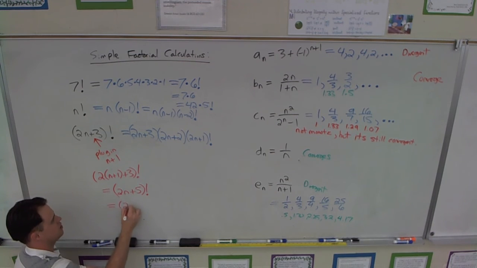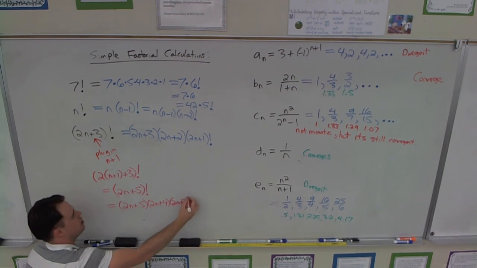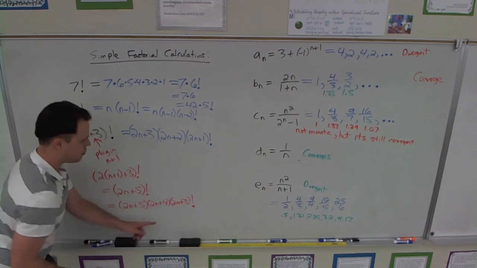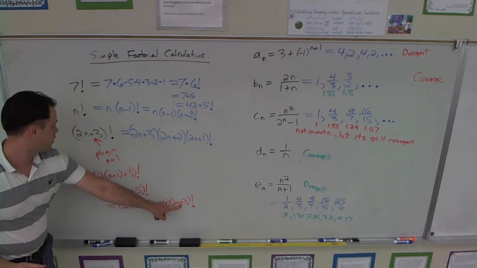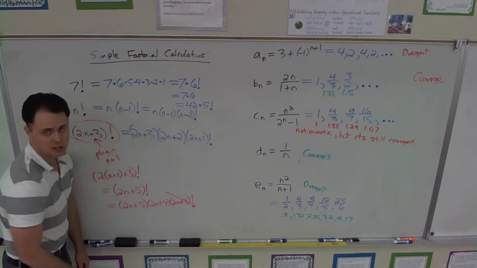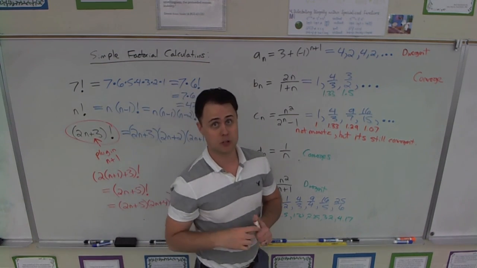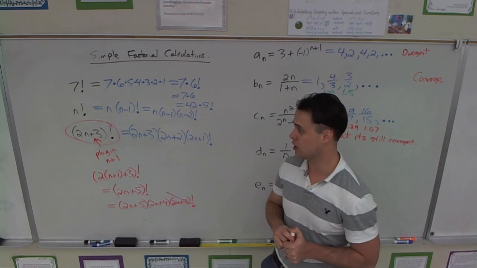Which then you could write as 2n plus 5 times 2n plus 4 times 2n plus 3 times 2n plus 2. And the reason you might want to stop here is because you're probably going to be comparing that to the original on the other side, and maybe you get that to cancel out or something like that. So there are some basic mechanics with factorials which are going to serve you well throughout the rest of chapter 9. See you next time.